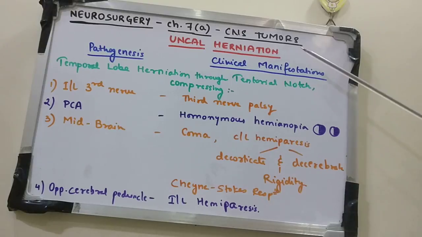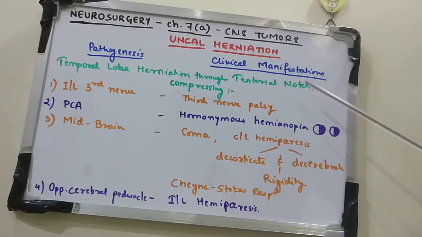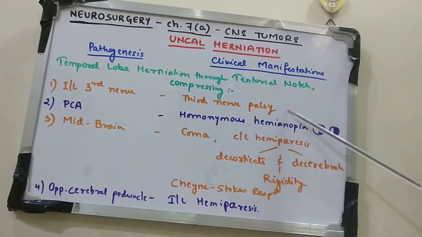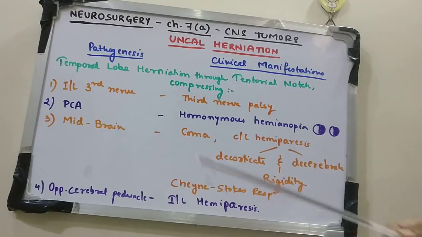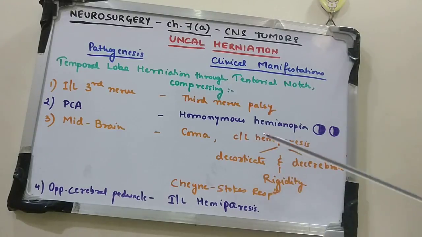Okay, coming on to uncal herniation. The manifestations are basically because of the temporal lobe herniation through the tentorial notch, and it is going to compress various structures. If it compresses the third nerve, there will be an ipsilateral third nerve palsy, on the same side. If it compresses the posterior cerebral artery, it will give rise to homonymous hemianopia.